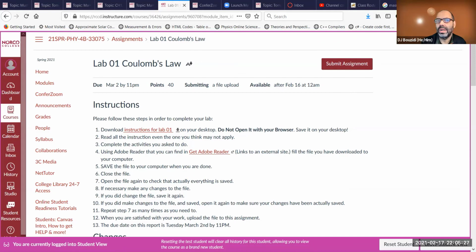I can't see the chat when I'm sharing screen, okay? Did anybody make a comment in here or question? I have to stop sharing in order to see what you guys are saying.